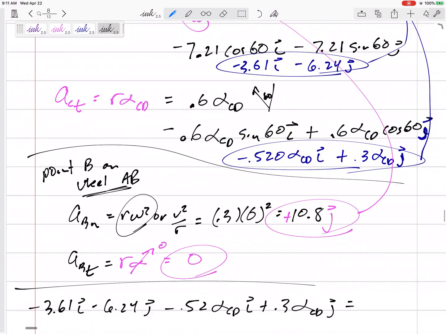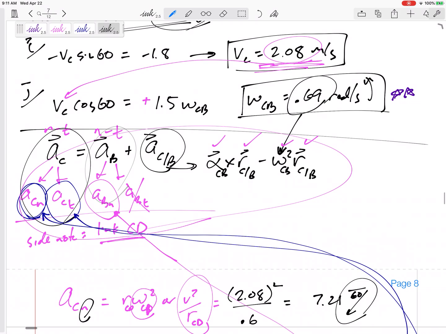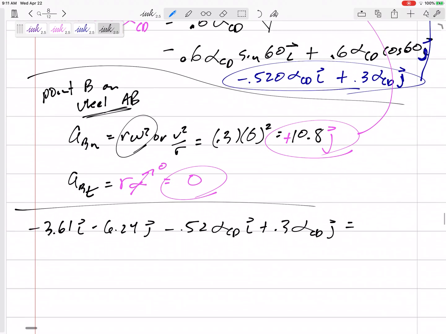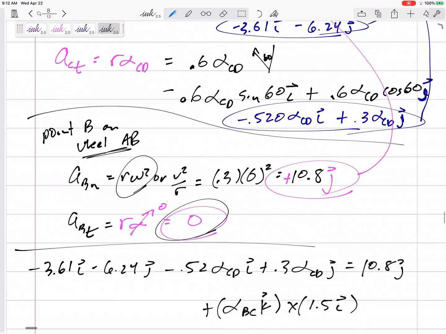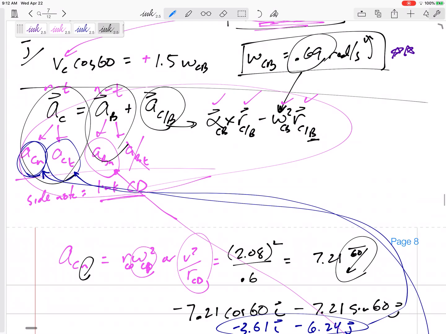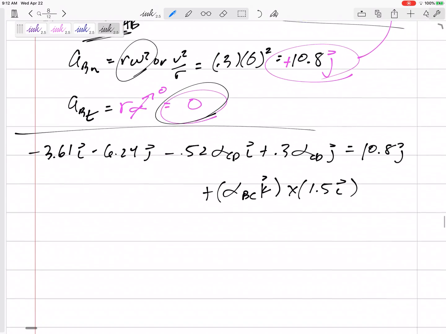On the right-hand side of my equation, the next thing is AB. AB normal and tangential, but tangential was 0. Normal was 10.8 in the J, plus alpha BC in the K direction, crossed with R, which is 1.5 in the I. This is R from B to C.